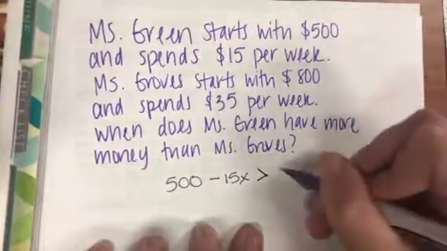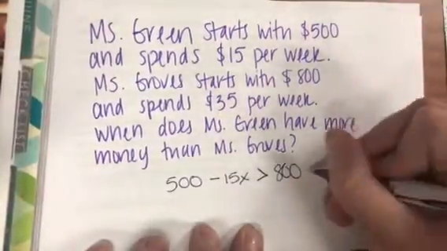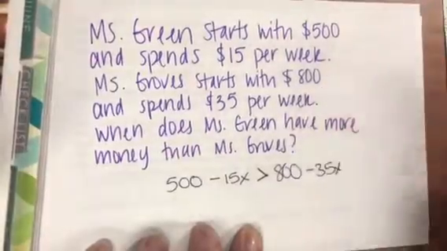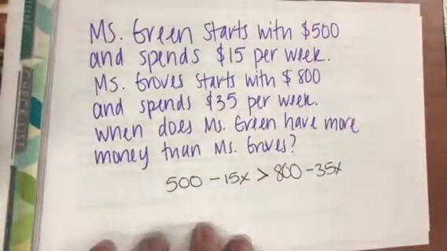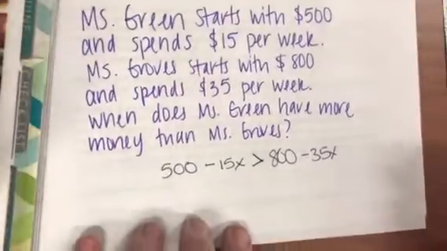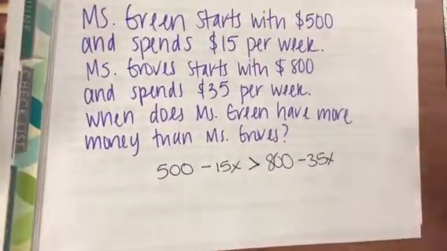So then I start with 800, and I spend 35 a week. I wish I could only spend 35 a week. Yeah, you spend way more than that. So now I've got my equation: 500 minus 15x is greater than 800 minus 35x.